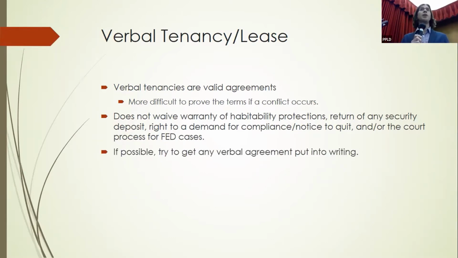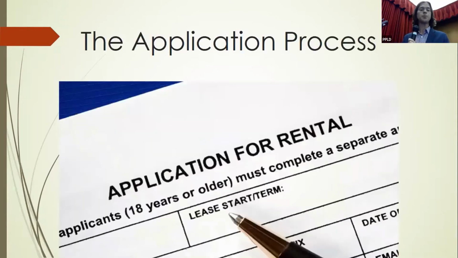If possible, try to get any verbal agreement reduced to writing. I think that's the best practice for both tenants and landlords, because it sets a clear expectation of what's to be expected in this business relationship. No matter how you may have known your landlord or tenant prior, whether friends, family, social organization, church, whatever it may be, this is, at the end of the day, a business relationship.